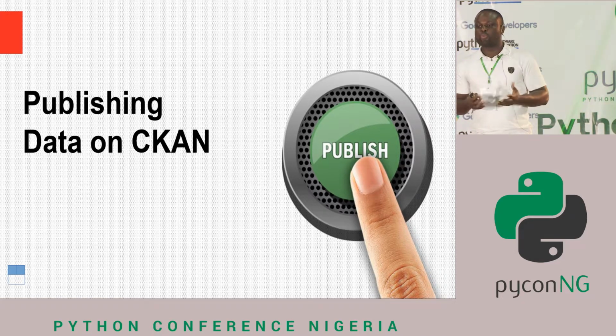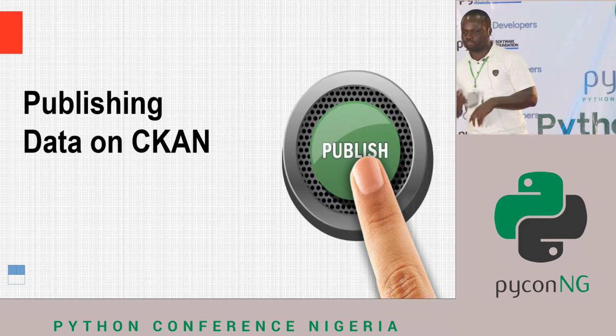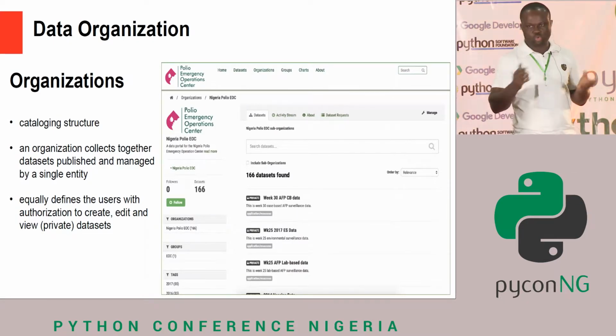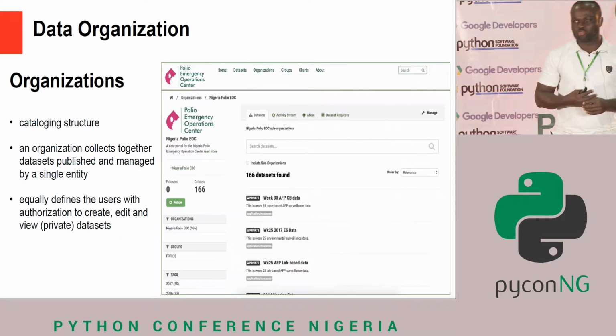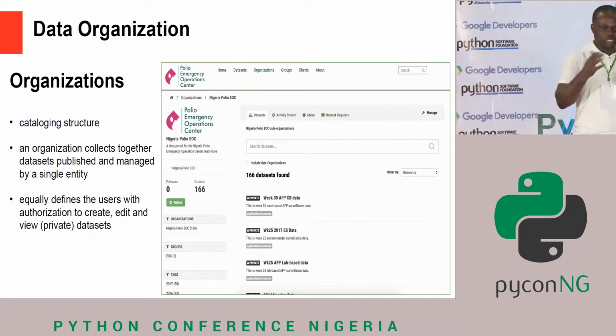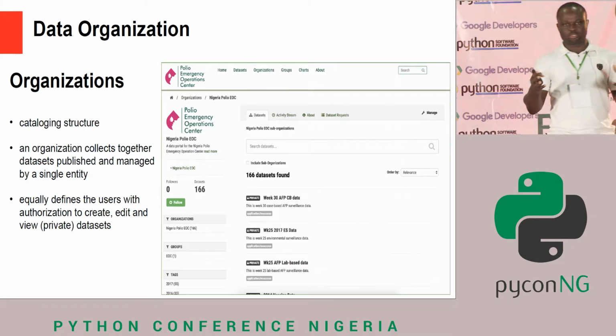Now, how do you publish data on CKAN? CKAN has the concepts of organizations and groups. Basically, anybody that has used forums is quite conversant with that. So organizations, talking in the context of maybe an open data portal.